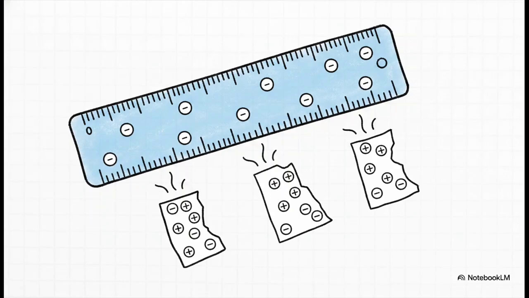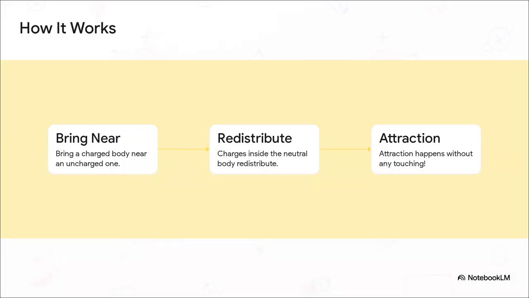It's one of the most incredible phenomena in foundational physics because, well, it feels like magic, but it's purely driven by the fundamental properties of electric charges. Let's break down exactly what happens inside that paper. Step 1, you bring the charged scale near the neutral paper. Step 2, the charges inside the paper kind of panic and redistribute.